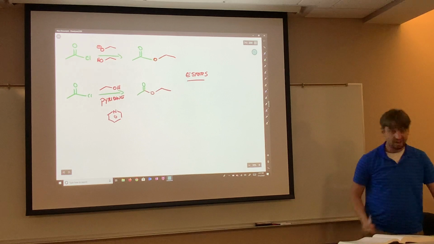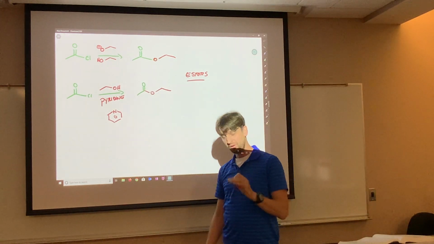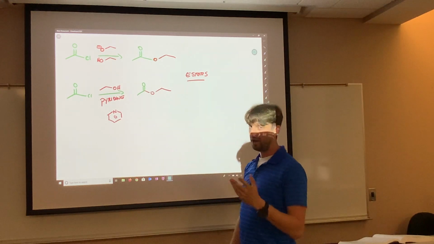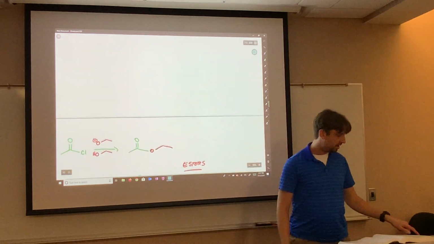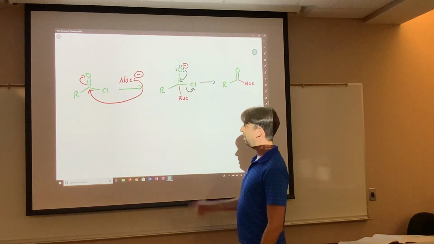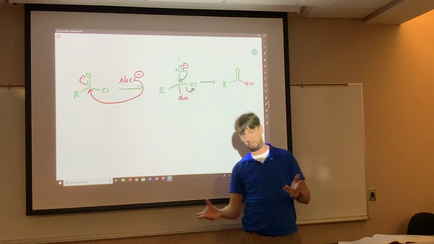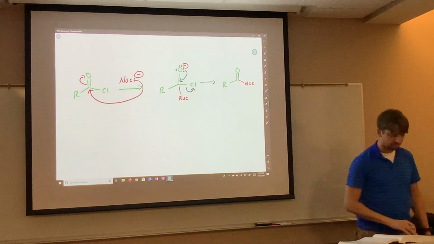Not too much else to say about this. It'd be good practice for you guys to go through and do the mechanism. How's the mechanism going to look? Well, we're going to have attack of a nucleophile at the carbonyl carbon, and we're going to open the door, and then we're going to close the door, and we end up with our product at the end. So fill in the blank for what you need there.